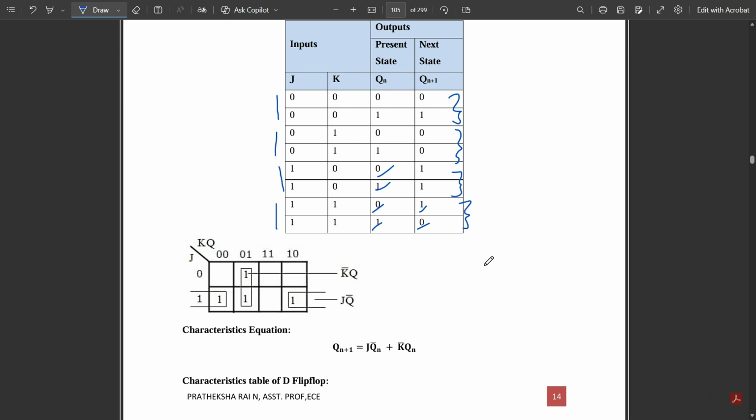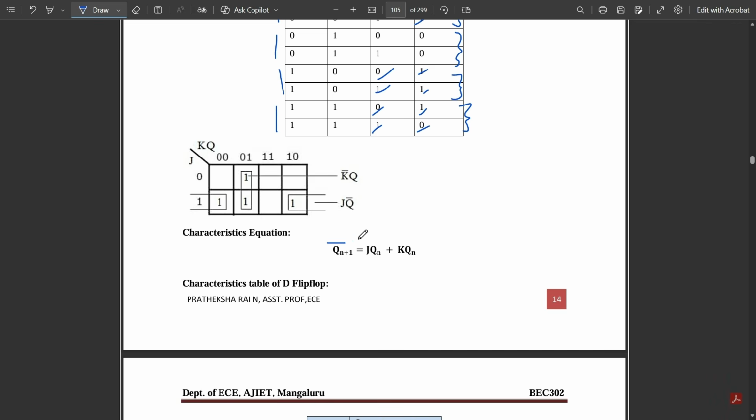Okay, so with respect to these, now make the K-map. Wherever it is high, that is 1 1 1 1, so there are four ones here, so put them here according to the three-variable K-map, and make a group here. This would be one group of two, and this in the corners would be one group of two. So for this group it is K bar Q, and for this group it is J Q bar. Okay, so that's what the total summation would be: Q of n plus 1 is J Q bar plus K bar Q. So this is the characteristic equation formed with respect to the JK flip-flop.